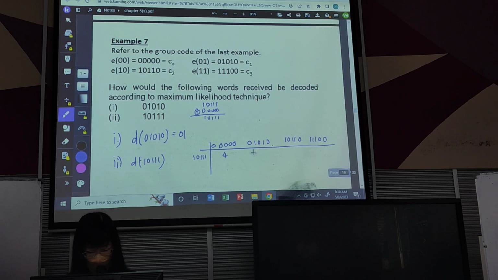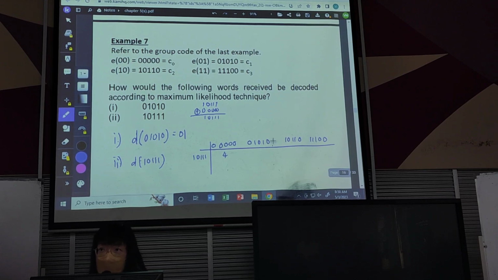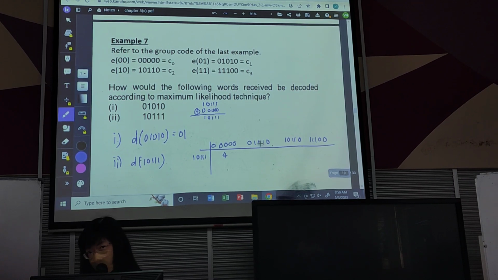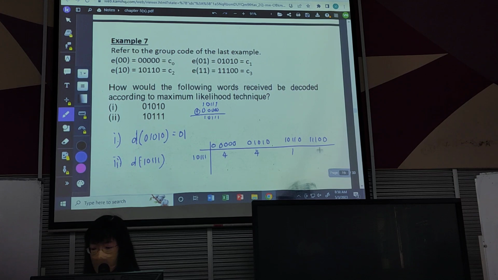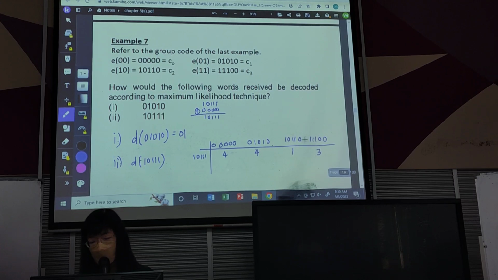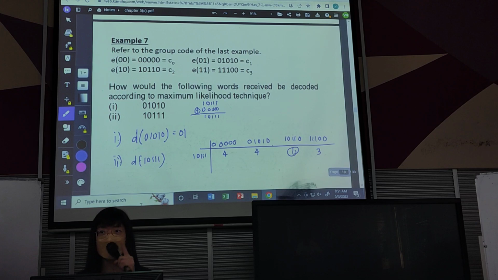How about this one? How many bits are different? Four. This one? One. This one? Three. Okay? Now, when you find the different bits and you found one, this is the minimum distance, right? One is the minimum.